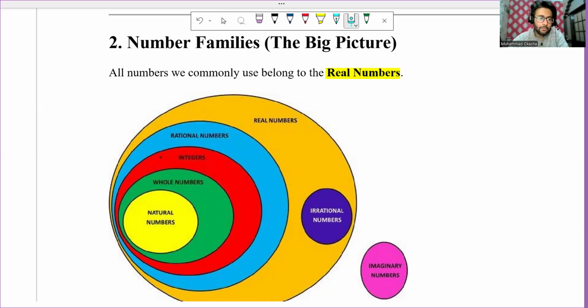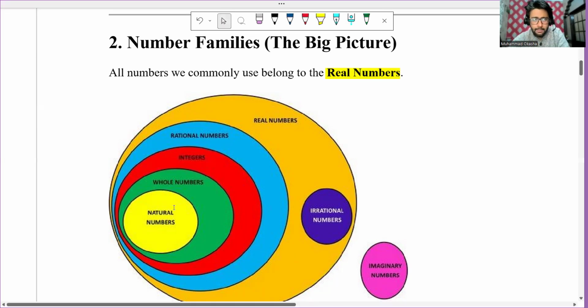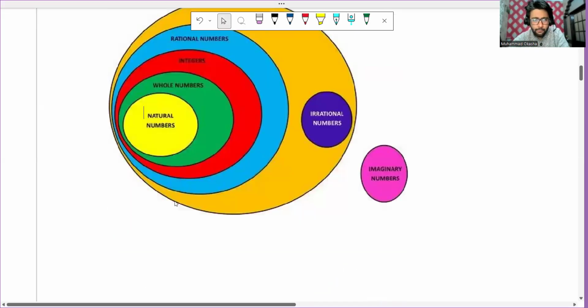Okay. So if I were to pass a statement, all natural numbers are real numbers. Yes. Are all real numbers natural numbers? Not necessarily. There may be some real numbers which may not be natural numbers. So that's the key idea behind this. We'll take a look at each number type in a while. We'll start from deep inside, from natural numbers, and we'll gradually move outside.